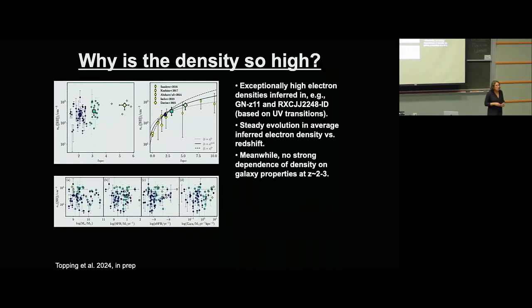But more globally, you can see an evolution in electron density from the local universe back in time. This is a compilation in Michael Topping's upcoming paper, where you can see that the density is evolving. You say, okay, that's just because the galaxy properties are evolving. But what's really interesting is that if you look at any given redshift, in our different redshift bins, there's no correlation between the density and any galaxy property. So the question is, why is the density higher in these early galaxies?